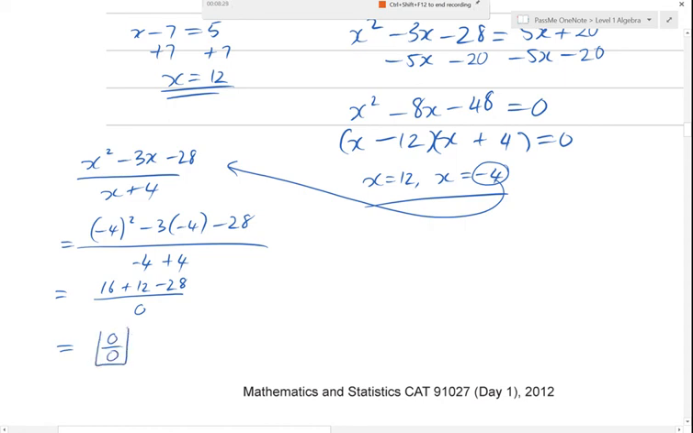Now 0 over 0, a lot of students think, oh yeah, that means 0. Actually, it's undefined. If you go into your calculator and go 0 divided by 0, it will give you something along the lines of a maths error. And so what we just say here is that's undefined, and so x equals 12 is the only real solution.